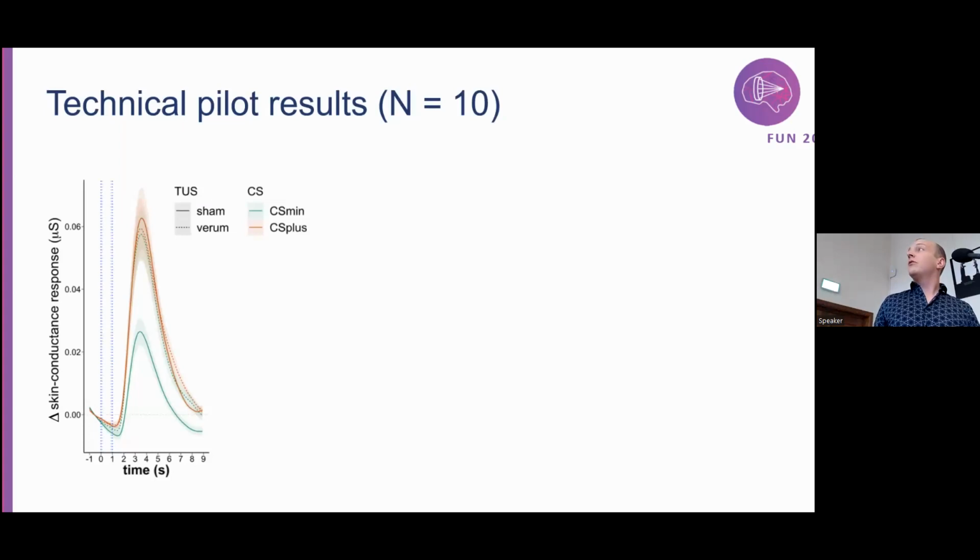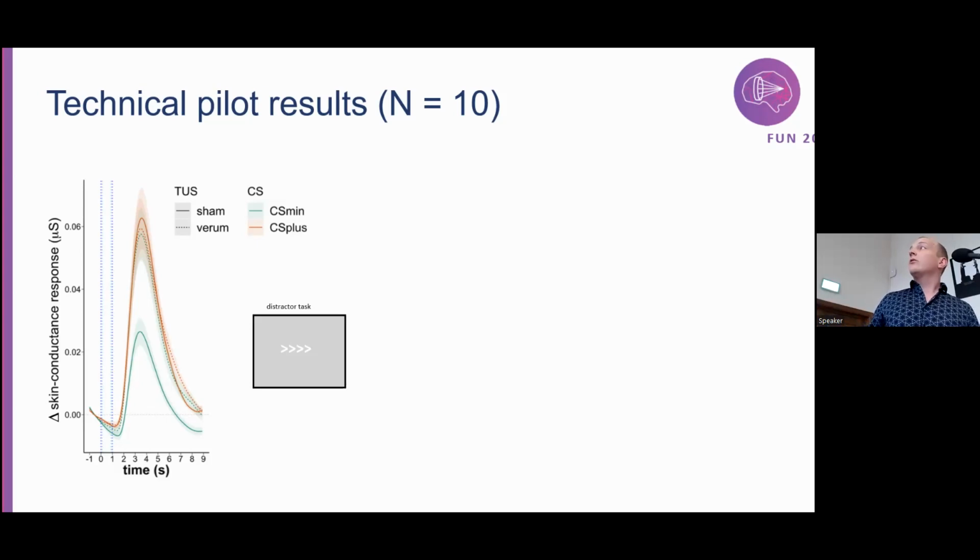So, technical pilot results. We administered TUS during acquisition, so during the period in which people learned about the association. The dotted lines represent the Verum condition, and the green and the red line represent either the shock stimulus, CS plus, or the never-shock stimulus, CS minus. In the skin conductance response, which is an estimate for arousal levels, in a sham condition people nicely differentiate their physiological responses to shocked and non-shock stimuli. But in our technical pilot, we didn't see the differential response when we applied Verum TUS.